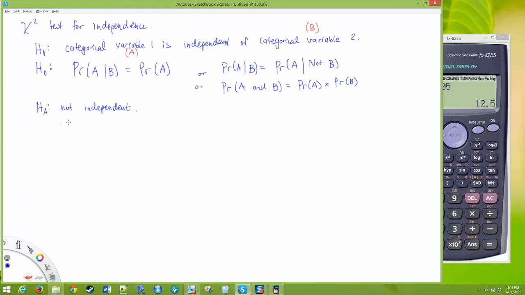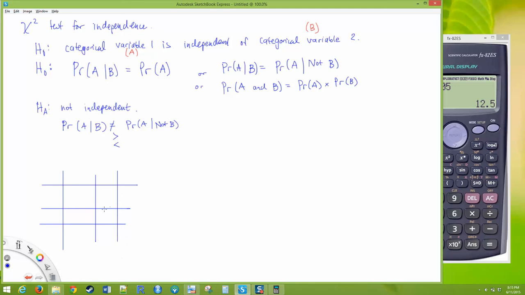Okay, so you could say probability of A given B is not equal to the probability of A given, I'll say, not B, or, you know, greater than or less than. And this kind of expresses that B makes it more or less likely for A to happen. And then, so here you'll have a two-way table of some kind. Okay, so you'll have A, not A, B, not B, maybe even more categories. Okay, and this will be total B, total not B, total A, and total not A.